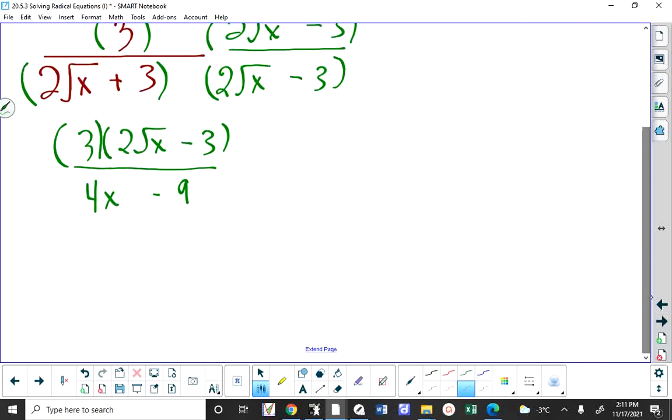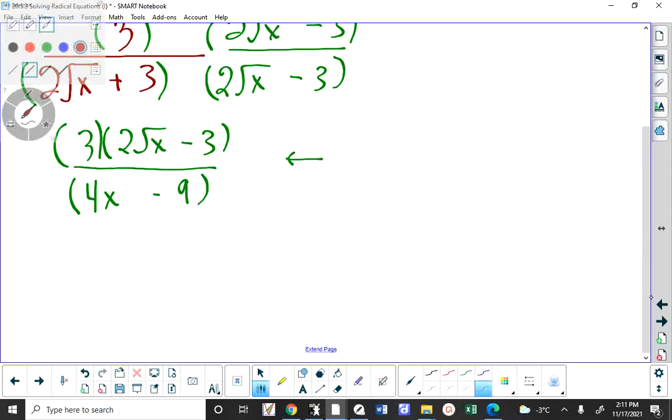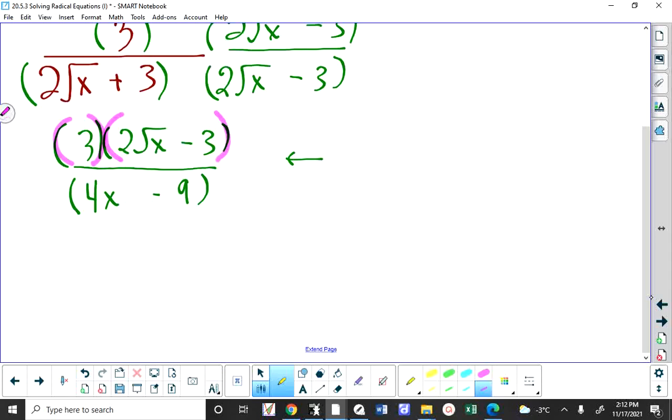Anyway, this is where we are at. And I really want to drive this home. On the top of this expression, we have two factors. Okay, and I'm going to highlight them for you. But I cannot factor 2 root x minus 3. There's no common factor there. So on the top of this expression, where everything is factored, I have 2 factors, 2 things being multiplied together.